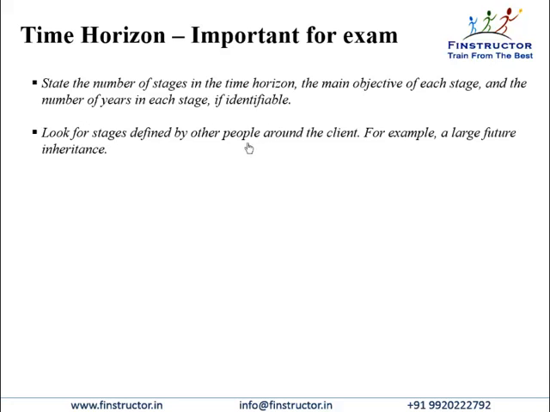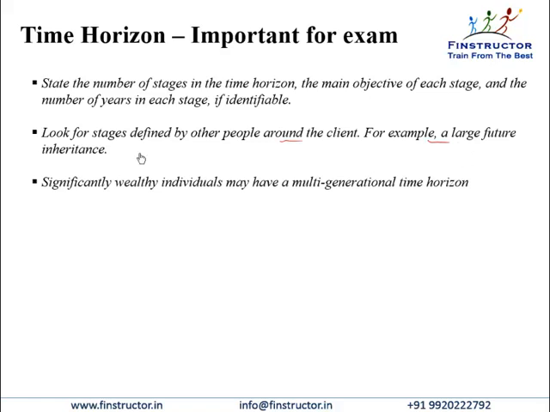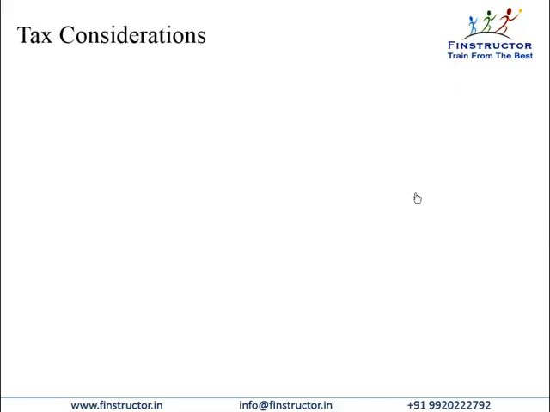Look for stages defined by people around the client. So if a large future inheritance or a windfall gain of some kind is expected, then when that happens, after that point onwards also the allocation may be different, or even that may usher in another stage in the time horizon. Significantly wealthy individuals may have multi-generational time horizon as well. So their portfolios may need to be managed even after their death for their grandchildren and for trusts, etc.